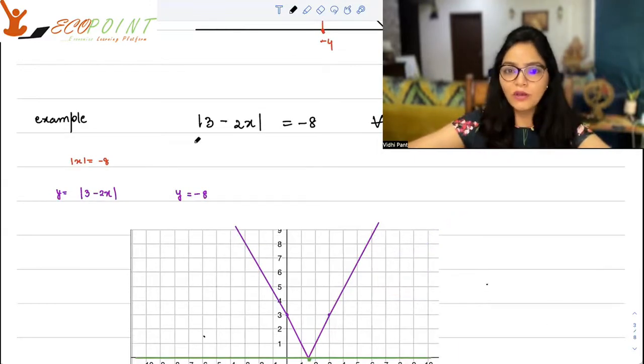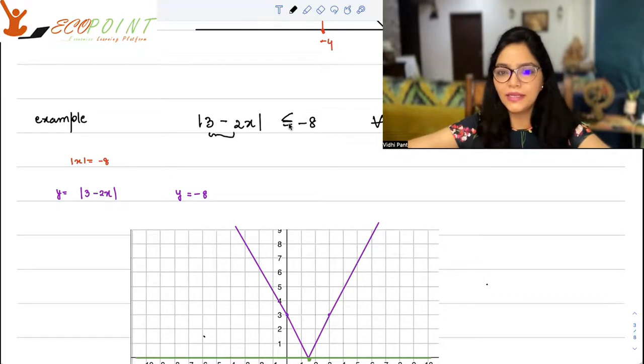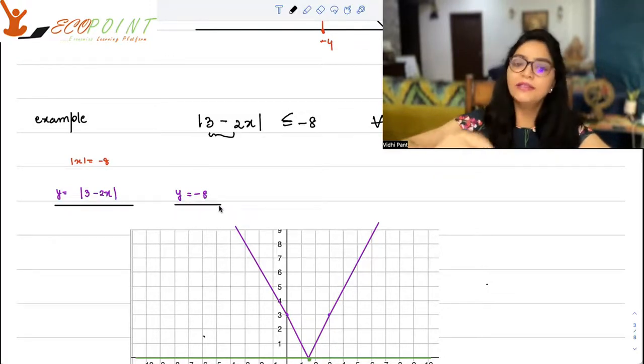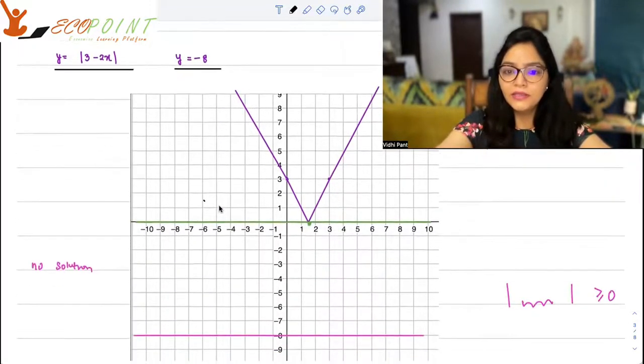Suppose in place of x, you have modulus of 3 minus 2x, and we are interested in the inequality that this is less than or equal to minus 8. What will be our answer in that case? The two concerned graphs are y equal to mod of 3 minus 2x, and the second one is y equal to minus 8. So graphically, let's see here.